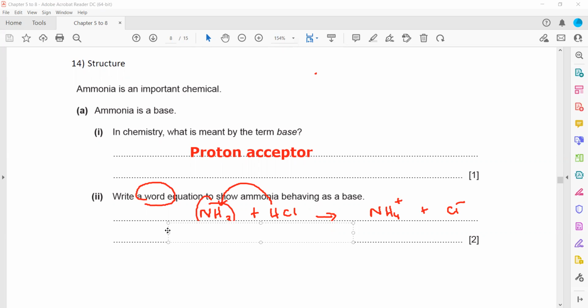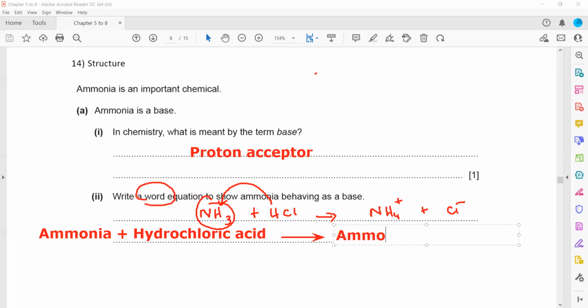So here, ammonia plus hydrogen chloride or hydrochloric acid. When ammonia accepts a proton, what will it form? It will form ammonium. This NH4 is called the ammonium ion, plus the chloride ion. So we have to write a word equation for this change.